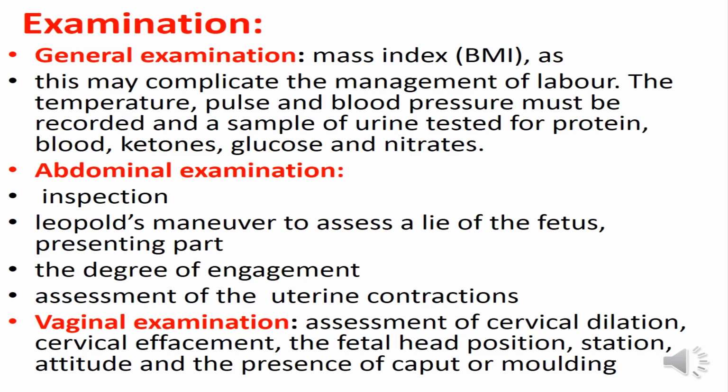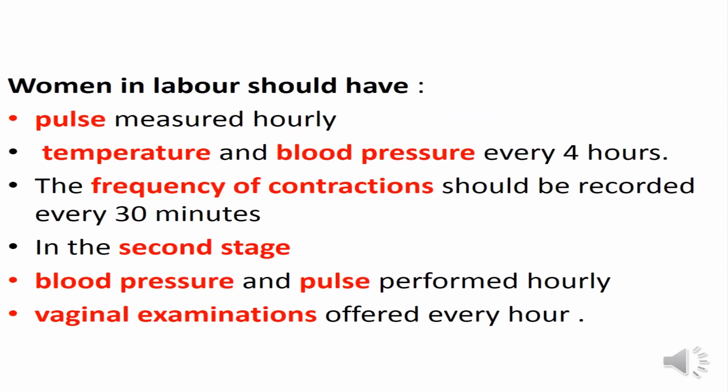Women in labor should have pulse measured hourly, temperature and blood pressure every 4 hours. Frequency of contractions should be recorded every 30 minutes. While in the second stage, blood pressure and pulse are performed hourly. Vaginal examinations offered every hour.